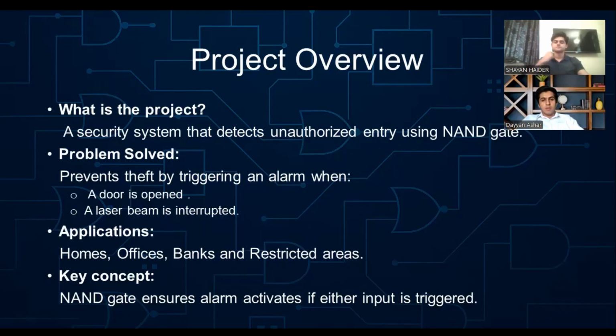It is applicable to many real-world applications like homes, offices, banks, restricted areas like Area 51, etc. So the key concept it uses is the NAND gate. As I told you, if any of the inputs is low, it will trigger the buzzer. Moving on.